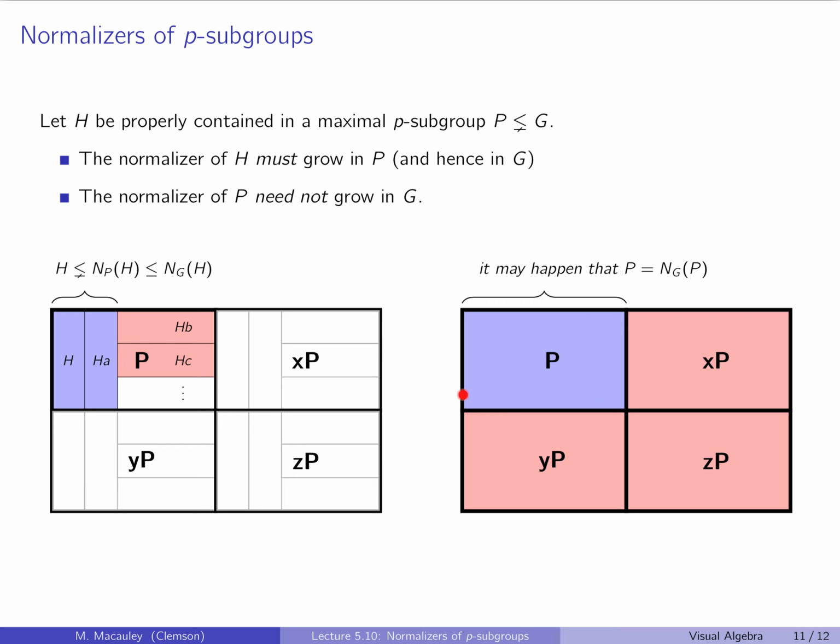It turns out it might grow. Maybe the normalizer is like two of these things. Maybe this is normal and the normalizer is everything, but it could also happen that the normalizer of P is P itself, but that's not going to happen for any of its smaller subgroups.